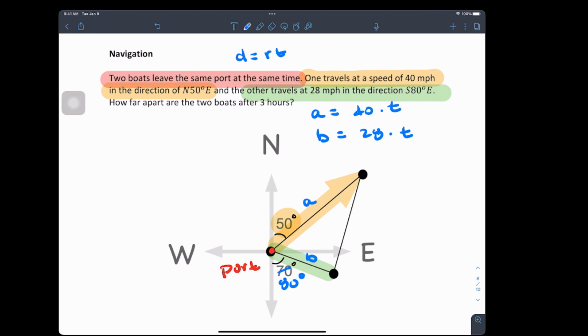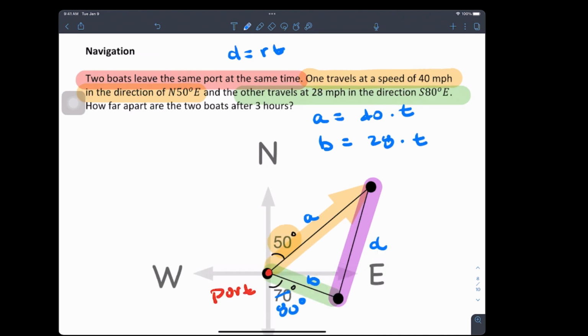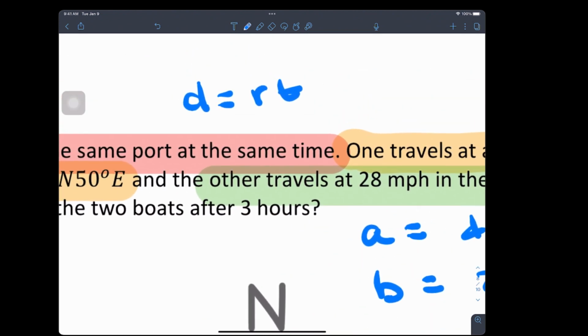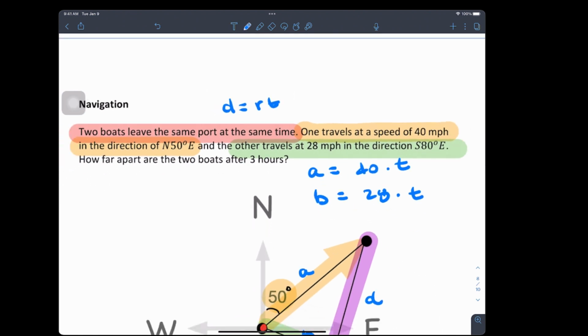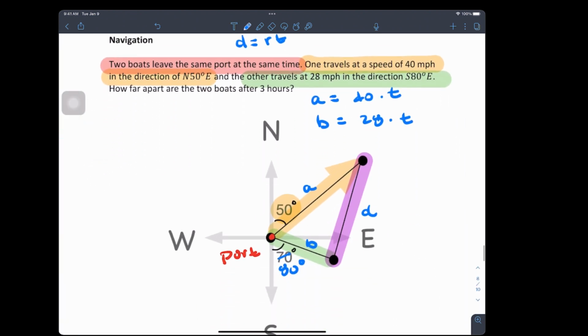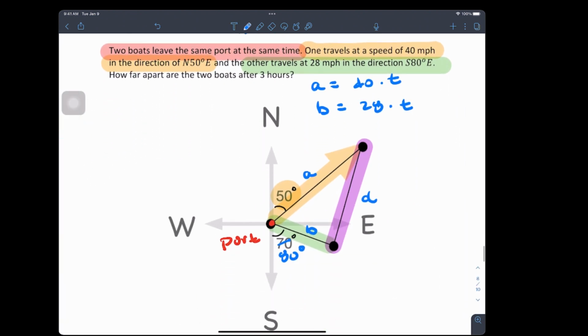But notice what the question is. What are they asking here? How far apart are the two boats after 3 hours? In other words, they're asking for this distance here. I'm going to call that D, but that's a different D than what you see here. This is your standard distance formula: distance is rate times time. So that's a different D. Don't even look at that D anymore.